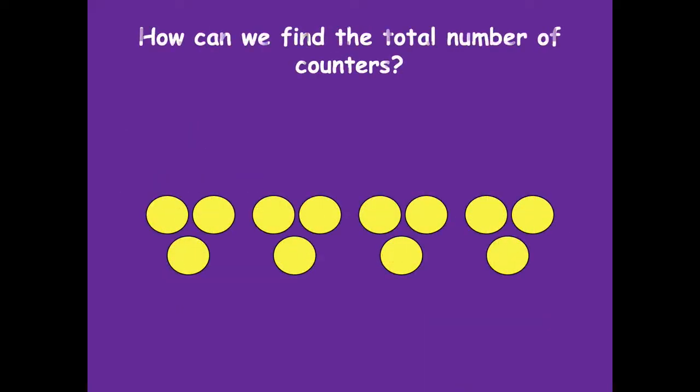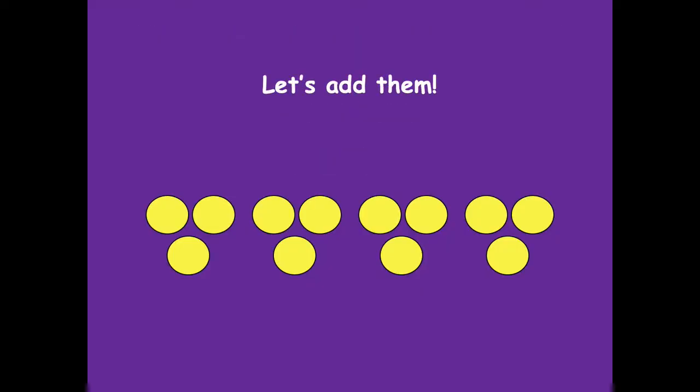All right, so friends, here, how can I find the total number of counters that I have modeled here? What could I do? Well, we could count them, right? Or we could add them. Well, let's add them. So how many counters do I have here? Yeah, 3, right? How many counters do I have here? Also 3. How about here? Oh, 3 again, okay. And then how about here? 3, yeah, because they're in equal groups, right? There's 3 in each group.